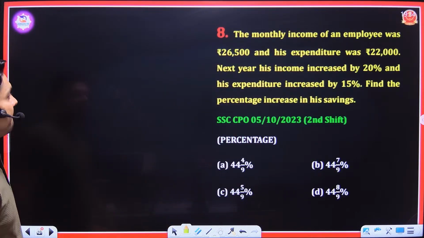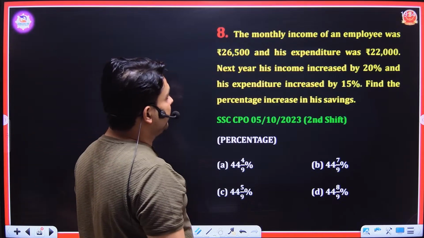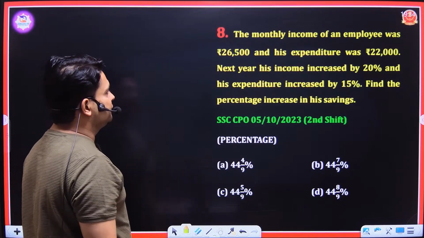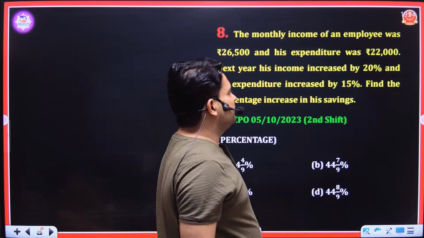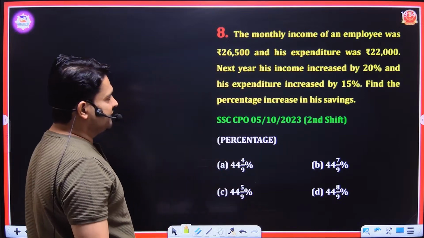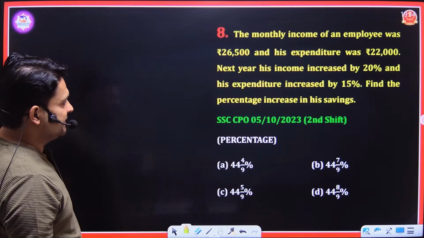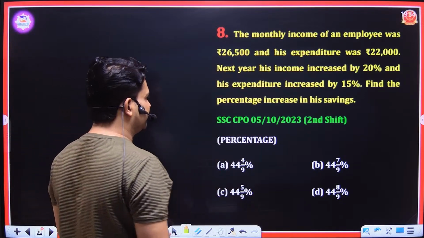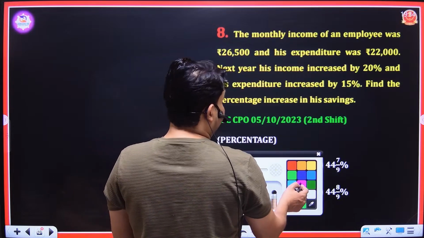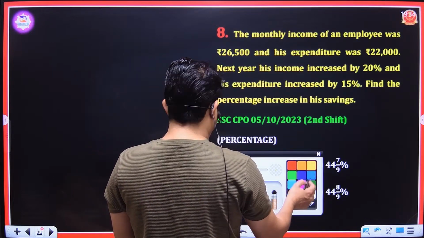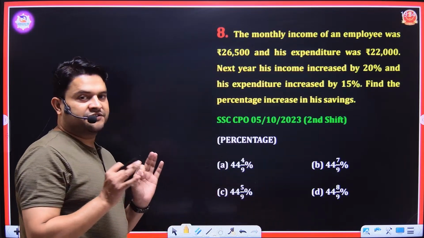Next. The monthly income of an employee was 26500 and his expenditure was 22000. Next year his income increases by 20% and his expenditure increases by 15%. Then find the percentage increase in the saving. I will tell you a best trick to solve this question.